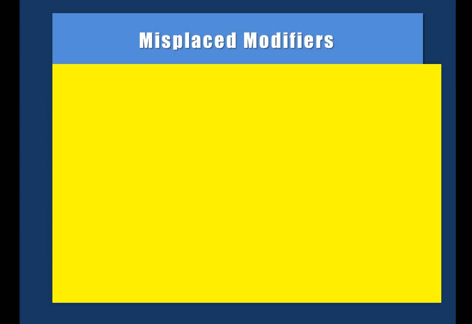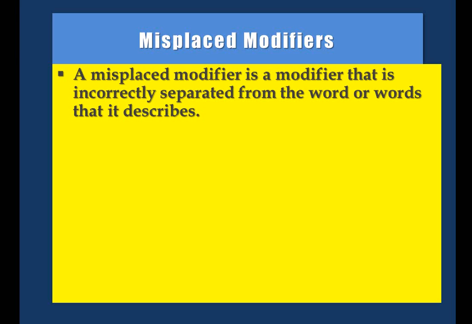So starting with the first type, which is a misplaced modifier. Let us see what a modifier is. Modifier comes from the verb modify. Modify means to change, to alter. So a misplaced modifier is a word or a group of words which is wrongly placed to a noun or an identity. It is incorrectly separated from the word or words that it is describing.